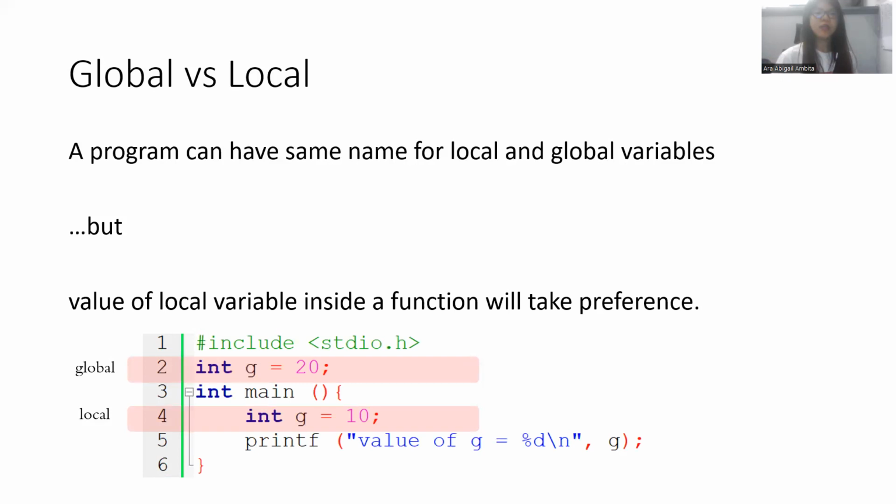For example, we have a global variable g, which is equal to 20, declared outside the main program or outside any function. We also have a main function which has a local variable g initialized with a value of 10. So when we print out the value of g, instead of printing 20, since the local variable will take preference, this will print out a value of 10.